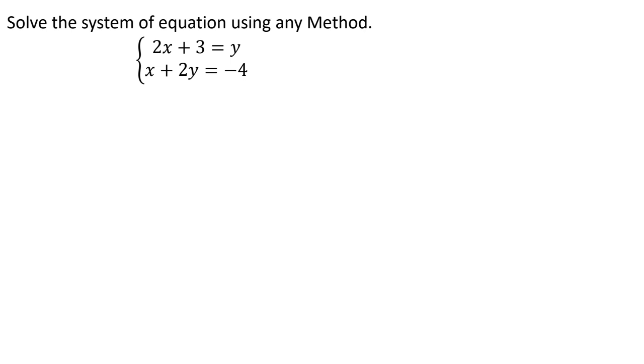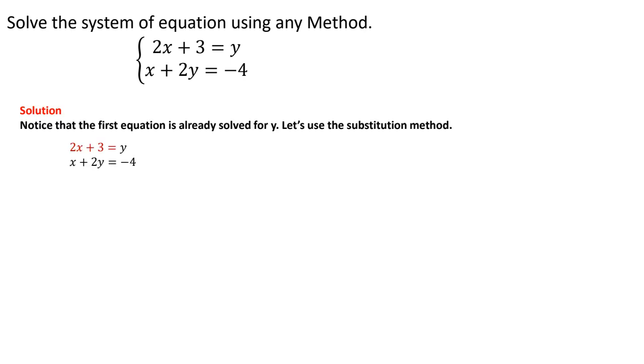The method that I would like to use, since they're letting me use any method, is the substitution method, because they already solved for one of the variables for me. They tell me that y is equal to 2x plus 3, so it's a perfect candidate for using the substitution method. So let's go ahead and use it. Since they already solved for y, I'm going to replace this value, 2x plus 3, everywhere I see y in the other equation, which is x plus 2y equals negative 4.